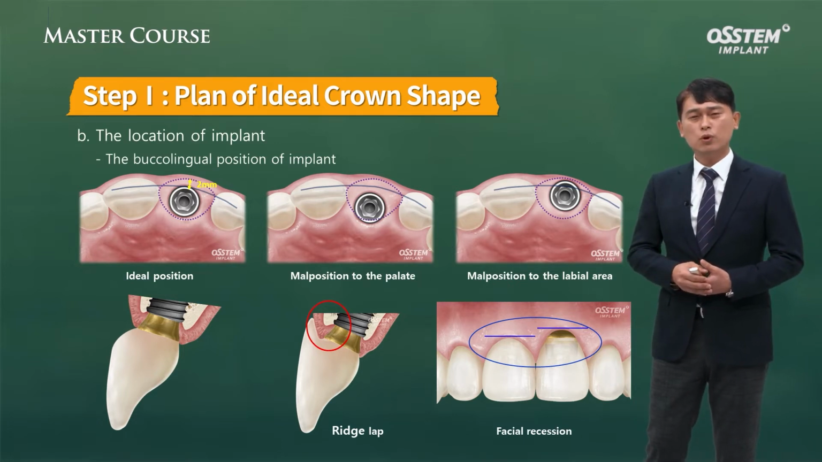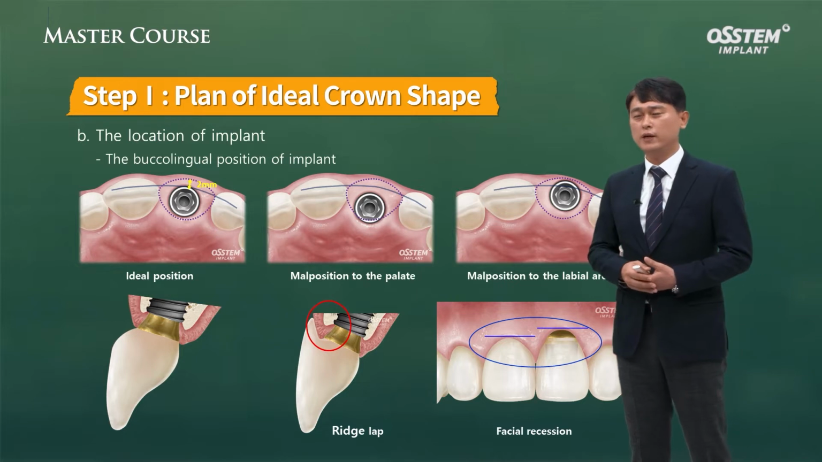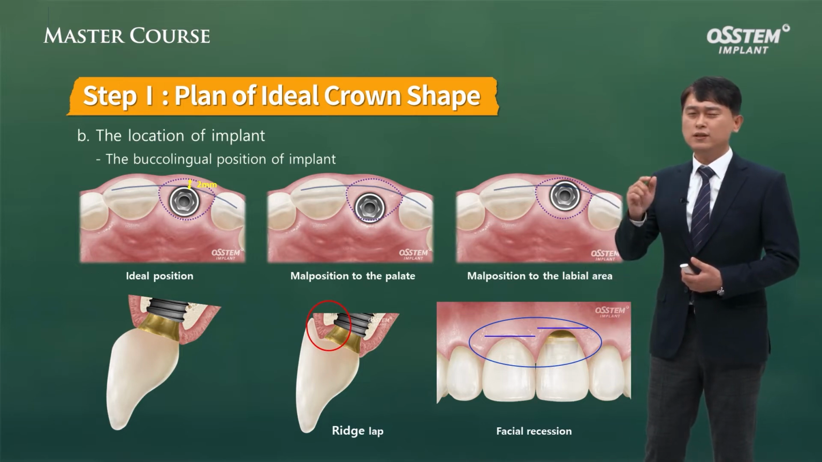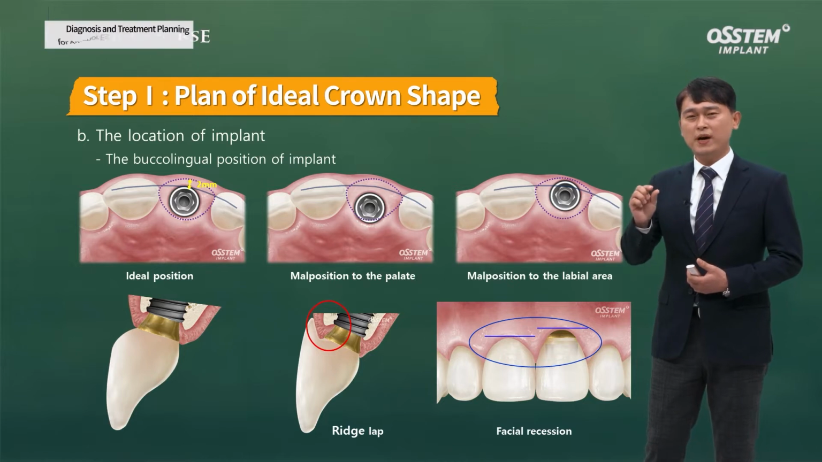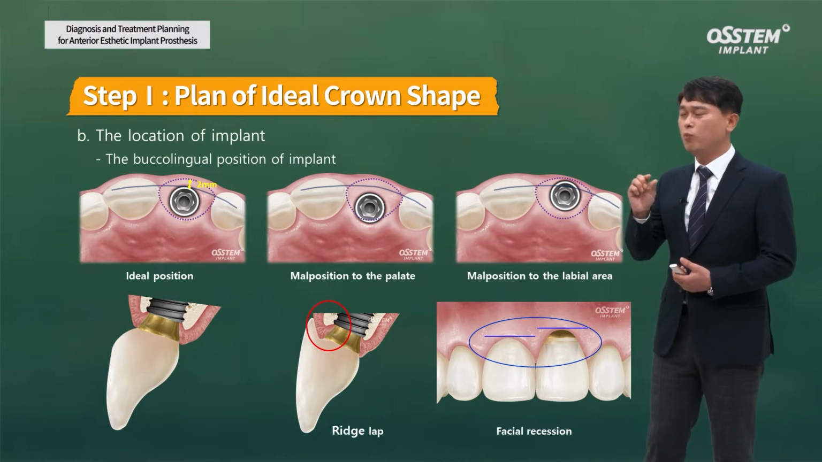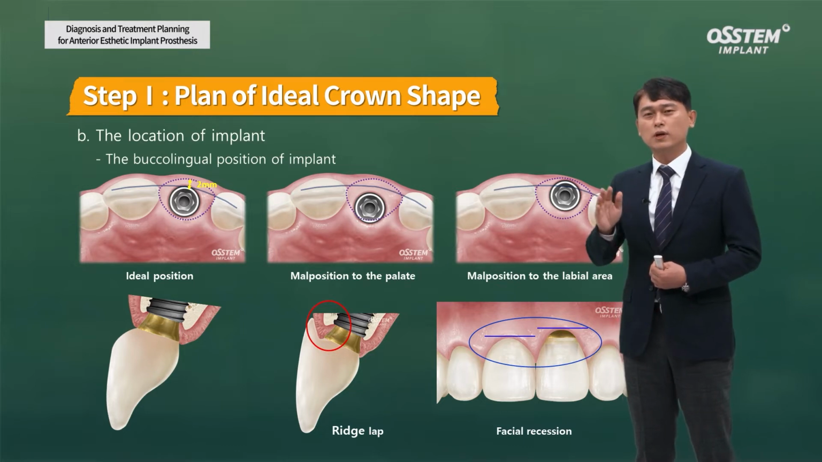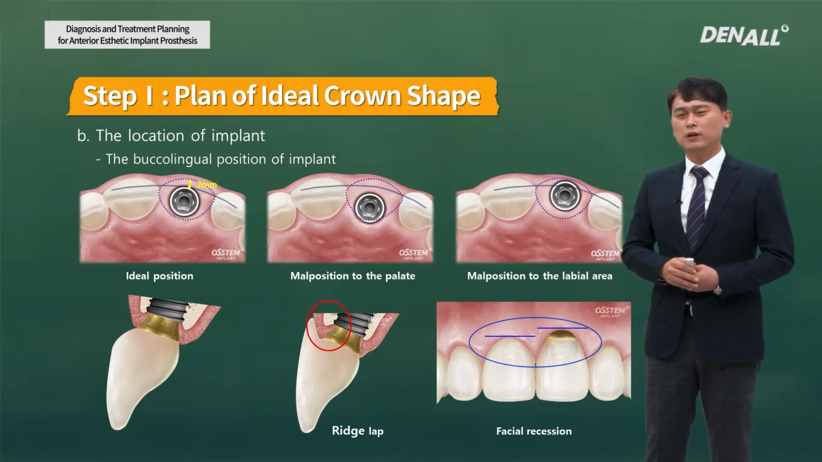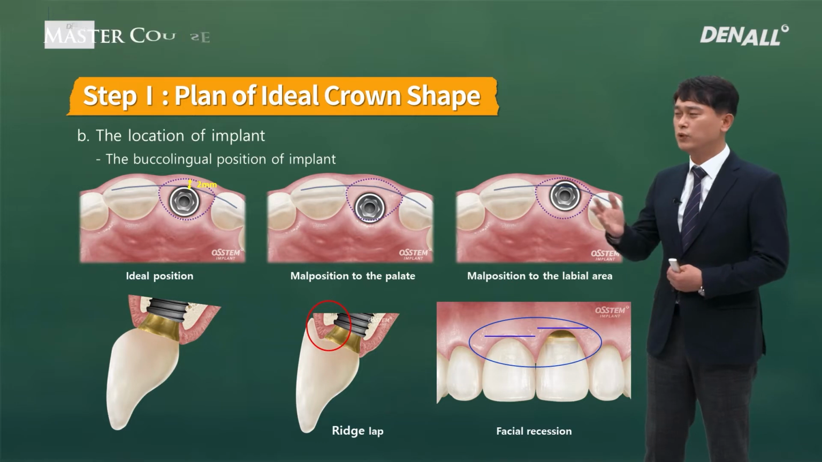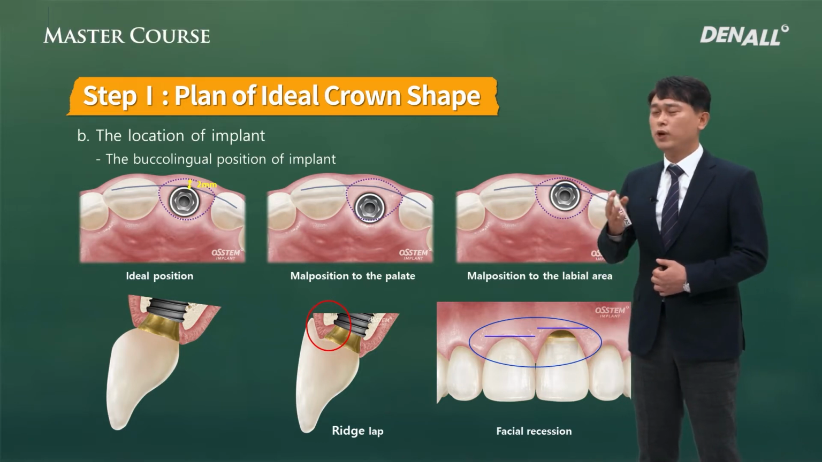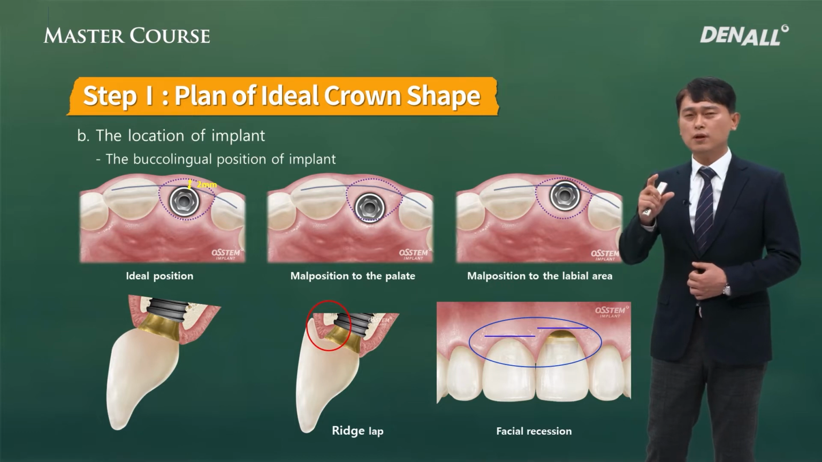If it is placed too buccally, this will be addressed later, but if the patient has thin soft tissue on the facial side, recession can occur, and this can be a very serious risk factor aesthetically. This can be especially stressful for young female patients. So from the beginning, as we do treatment planning, we need to understand the bone width on the buccal side and the amount of soft tissue.